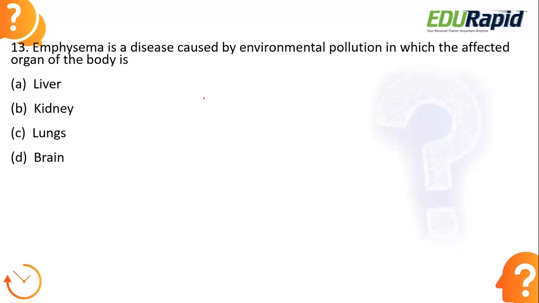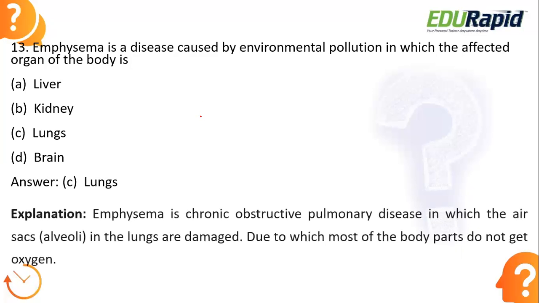Okay, now we'll know about the right answer here. The right answer is option C, lungs. Emphysema is a chronic obstructive pulmonary disease. Clear? Chronic, which is for a longer time. In this condition, when a person starts suffering from emphysema, the lungs are the major organ which will get damaged. Inside the lung, there are small air sacs that we call alveoli, which are necessary for the carbon dioxide and oxygen exchange.